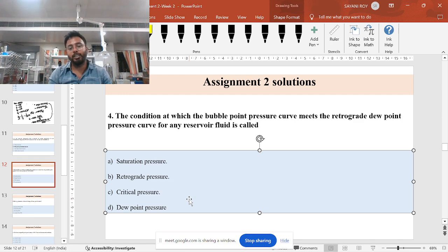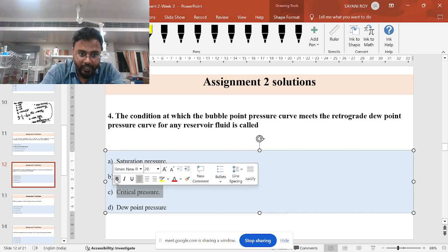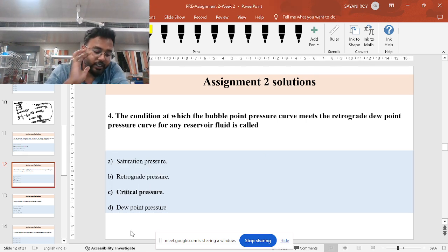The condition at which the bubble point pressure curve meets the retrograde dew point pressure curve for any reservoir fluid is called option A saturation pressure, option B retrograde pressure, option C critical pressure, or option D dew point pressure. So the correct answer is option C, critical pressure. So write down the question and the solution, then we can go to the next question.